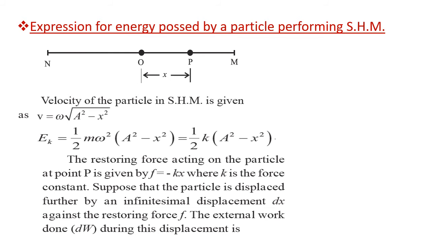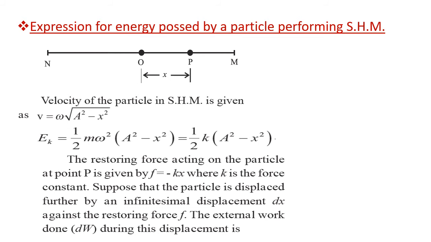Now similarly, when you are going to talk about the restoring force acting on the particle, if you look at this particular diagram, say the particle is at mean position O, and it is given some force so that it moves to position P. Then the restoring force acting on the particle at point P will be given by F is equal to minus kx, where k is the force constant.